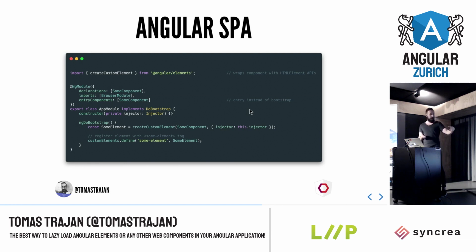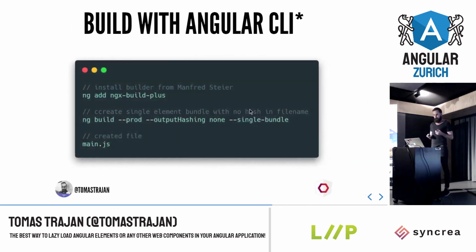After that, we again have to use the browser API to use that element and define the tag for it, and then we can use it. So how can we use it? First of all, before we can use it, we have to build it.